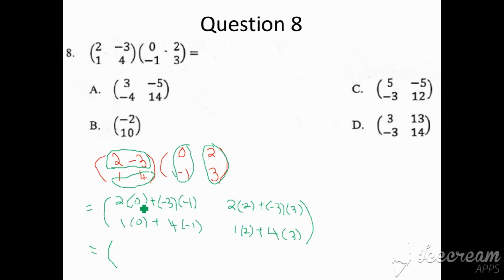Okay, so 2 times 0 is 0. Negative 3 times negative 1 is 3. 2 times 2, 4. Negative 3 times 3 is negative 9. 4 minus 9, so you have negative 5. 1 times 0, 0. 4 times negative 1, negative 4. 1 times 2 is 2. 4 times 3 is 12. So 12 plus 2, 14. Okay, so this is the final answer. So the answer is A.